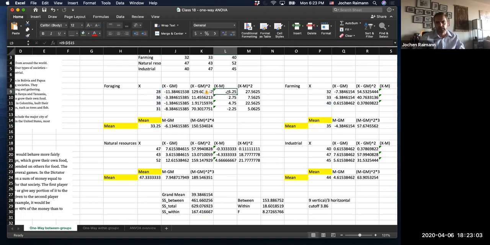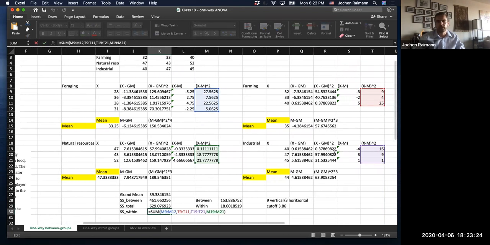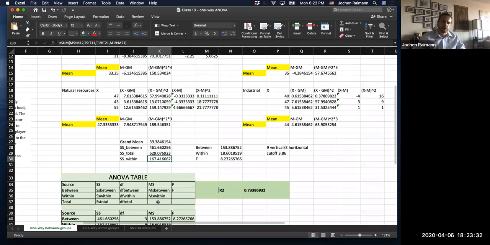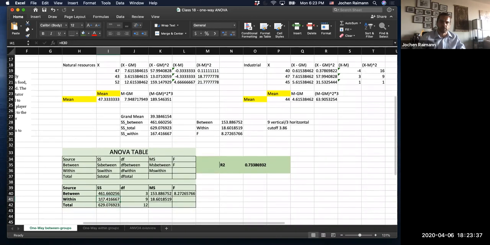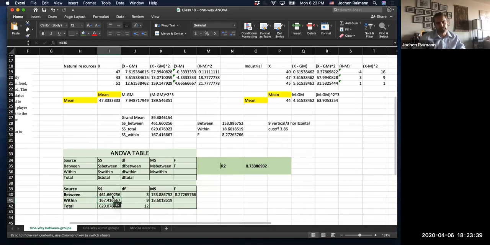You subtract your respective x from this mean, and you end up with the differences. And just like with the total sum of squares, you square these differences and calculate the sum of these squared deviations, and you get the sum of squares within. And this is, again, everything you need. This is your within sum of squares, and you can bring this down to your Anova table.